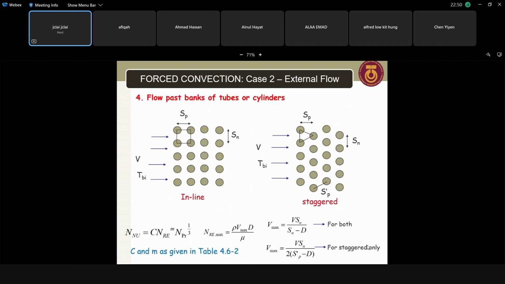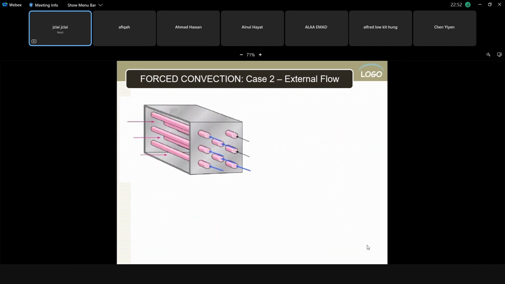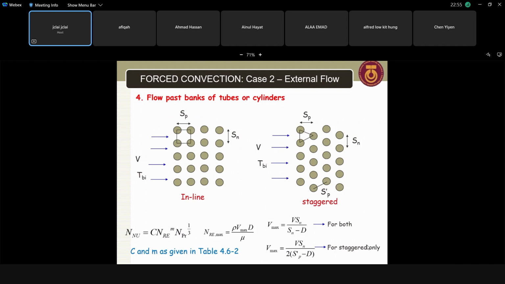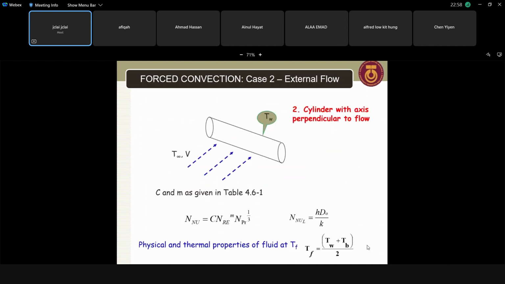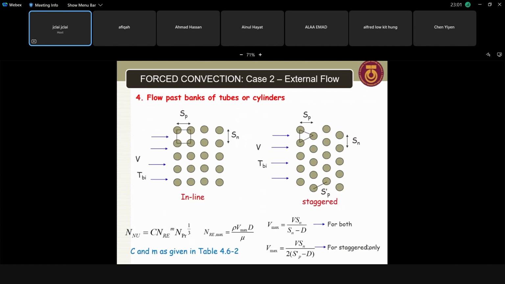And after that, you went through different examples. I just want you to see, I think to some of you, maybe this flow past banks of tubes or cylinder is a little bit confusing, because it requires trial and error, right? But that is why this particular part is important, because it is actually related to another topic which you are going to learn after this.